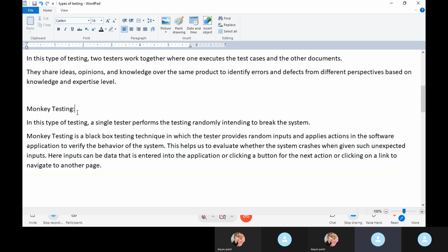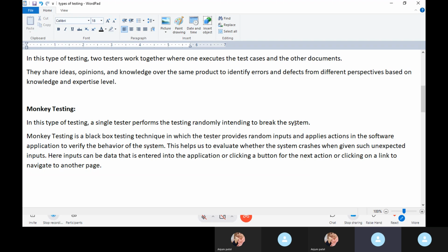And one more is monkey testing. You know, a monkey jumps from one tree to another tree randomly. The same thing happens here also. In this type of testing, a tester performs the testing randomly, intending to break the system. Randomly, you will test.